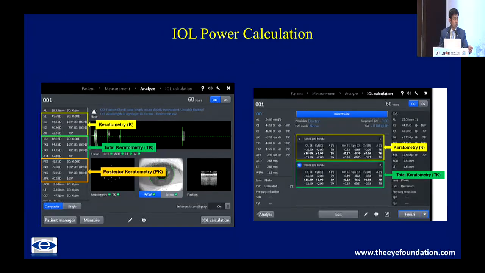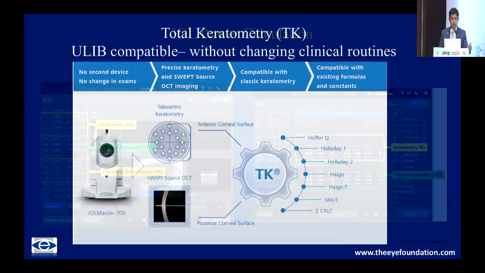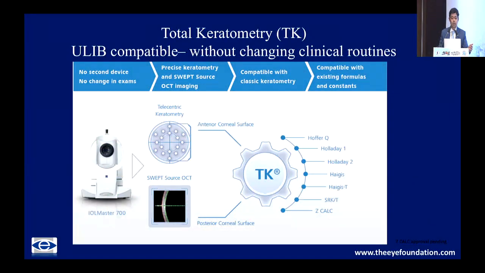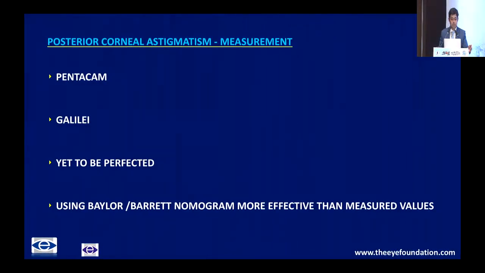This is really important because we can now devise formulae based on this total keratometry, and these total keratometry formulae are IOL compatible, so you don't really have to change clinical routines to measure it. Like I said, while Pentacam and Galilei gave posterior corneal astigmatism, they were found to be less effective than the assumed values which we got in the Baylor or Barrett nomograms.